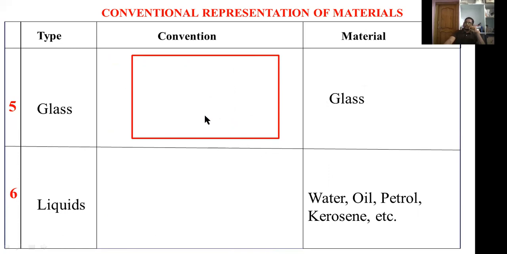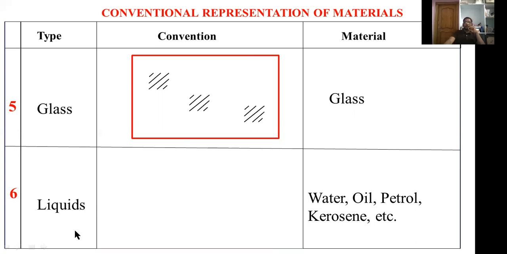For clear indication, I am drawing small lines like this. I am repeating the same procedure. These hatching lines are used to represent the glass materials. This type of representation is used for glass type materials.